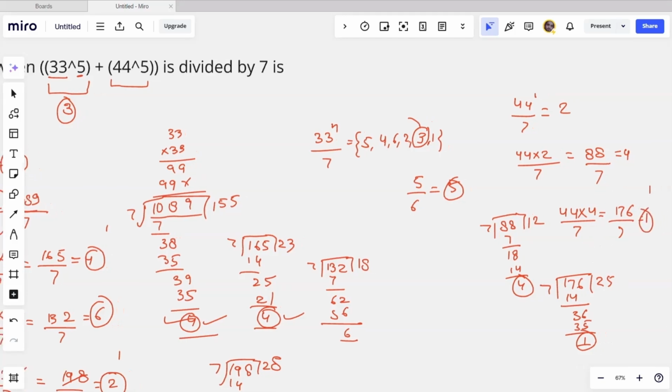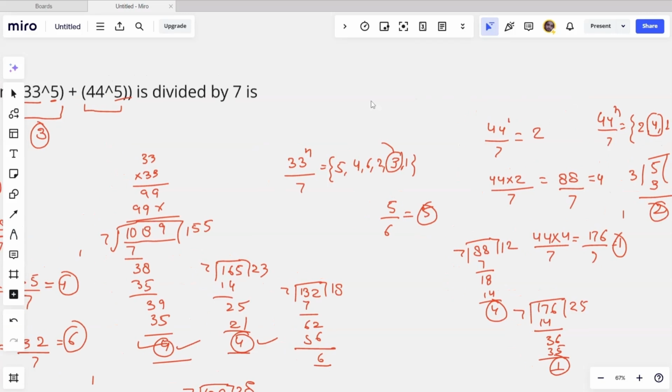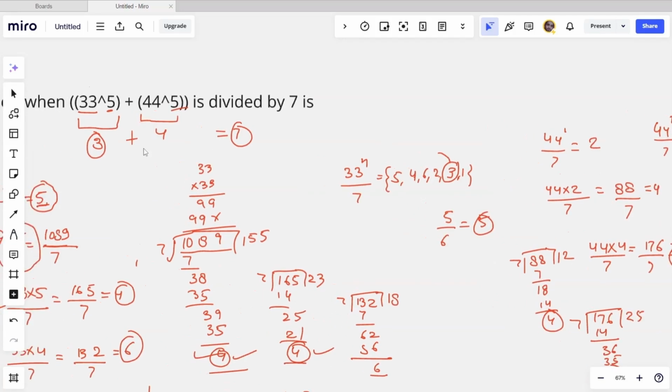Okay, so we can say that 44 raised to the power and divided by 7 follows a remainder cyclicity, which is 2 4 1. It means we will divide the power, and the power of this expression is 5. So we will divide 5 by 3. It means 3 times 1 is 3, 2 as a remainder. It means the second element of our remainder cycle will be the answer of this, and the second element is 4. So it is 4, and the sign stays as it is, 3 plus 4, which is 7. So we are getting 7.